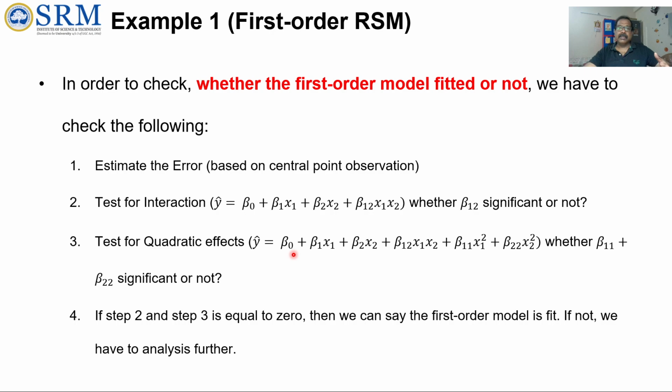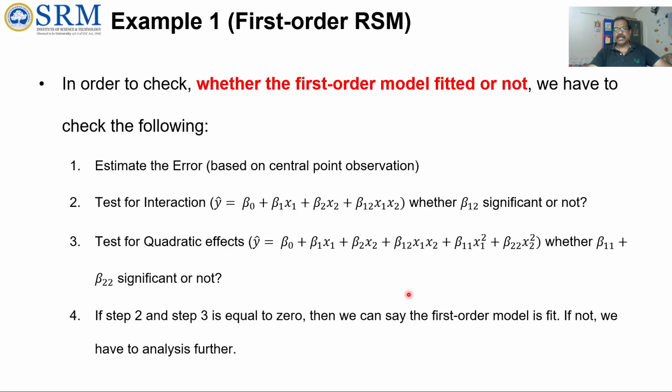If steps 2 and 3 are equal to 0, then we can say the first order model is fit. If these 2 steps give 0 or non-significant, very very small values for beta 12 and for beta 11 plus beta 22, if we get negligible, non-significant values or equal to 0, then we can say the first order model we designed is fine. If not, we have to analyze further. This is what the basic steps we need to remember for solving the first order model.